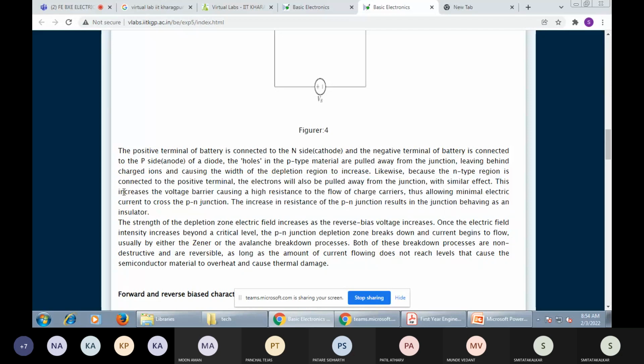You can see that this increased barrier voltage causes a high resistance to the flow of charge, because the diode is an open switch.